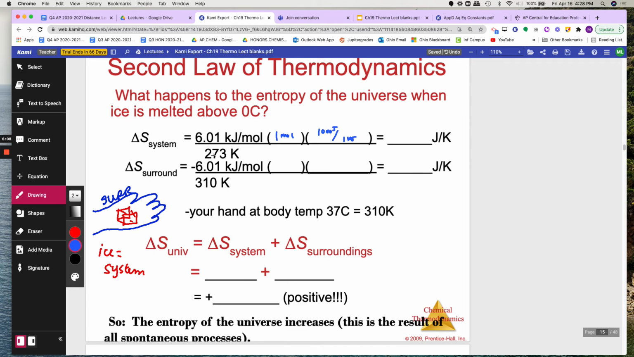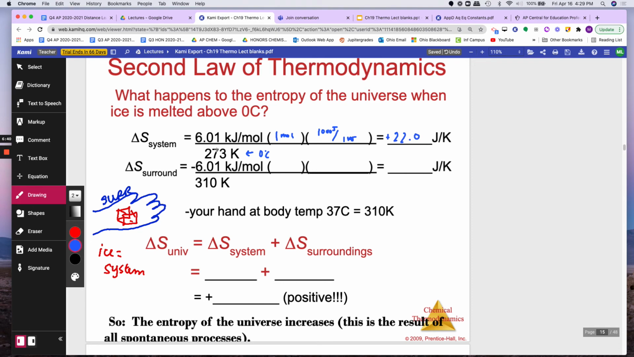Let's see, it's melting. So this is the system, this is ice, your ice is melting. That happens at 0 degrees Celsius, right? That's when ice melts. So if you do this math, you go this times this divided by this, you're going to get 22.0 J over K. That's the delta S of the ice. It's melting, it's positive because it's becoming more chaotic. It's turning into liquid. Now let's look at the surroundings.